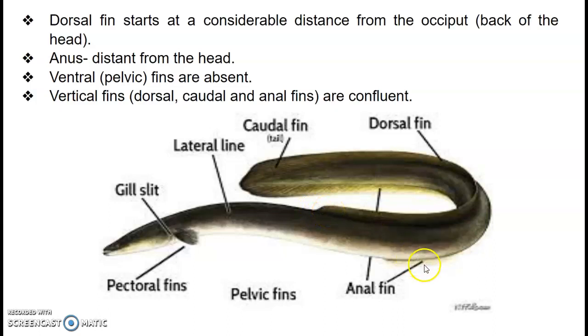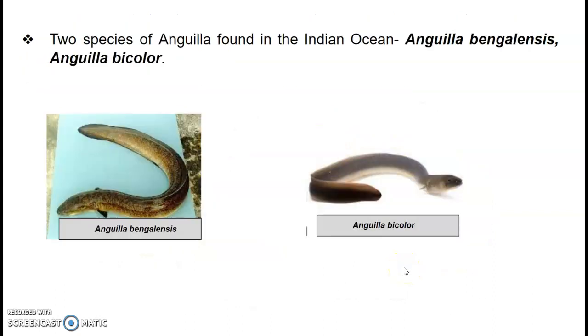After some distance only, the dorsal fin starts. And the anus is also placed very far from the head region. As I said, they do not have any ventral fin here. You could see there is no ventral fin, and the vertical fin includes the dorsal fin, the caudal fin, and the anal fin, and we could see that it is confluent, that is, continuous. So this is the dorsal fin, which continues as the caudal fin, which continues as the anal fin.